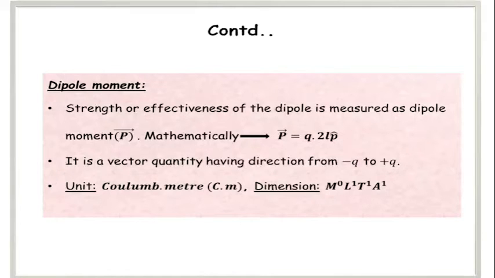So the strength of the dipole is called the dipole moment. Mathematically, we can write the P vector is equal to q into 2L into P cap. P cap indicates the direction from minus q to plus q. What is its unit? q into 2L, that is coulomb into meter. What is its dimension? M0 L1 T1 A1.